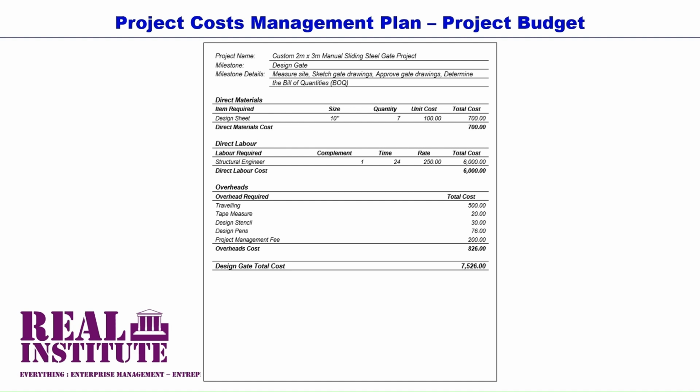We start with the direct material costs. In the case of the design gate phase, there is only one type of direct material that is consumed when performing the activities of this phase, and that consumable is the design sheet or drafting film. It is a 10-inch size and 7 sheets are required, with a single sheet costing 100, and thus the cost of the 7 sheets is 700. Then we proceed to the direct labor costs.